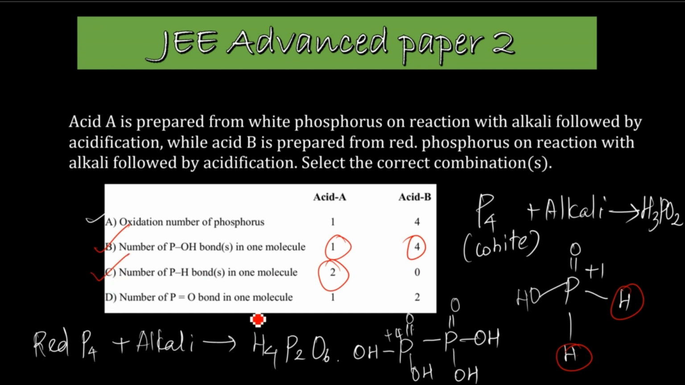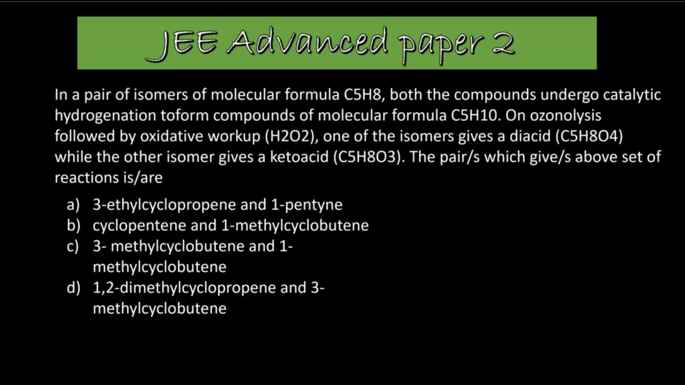And the last one, number of P=O bonds in one molecule. P double bond O, that is 1. P double bond O, that is 2. So A, B, C, D, all 4 is our answer.